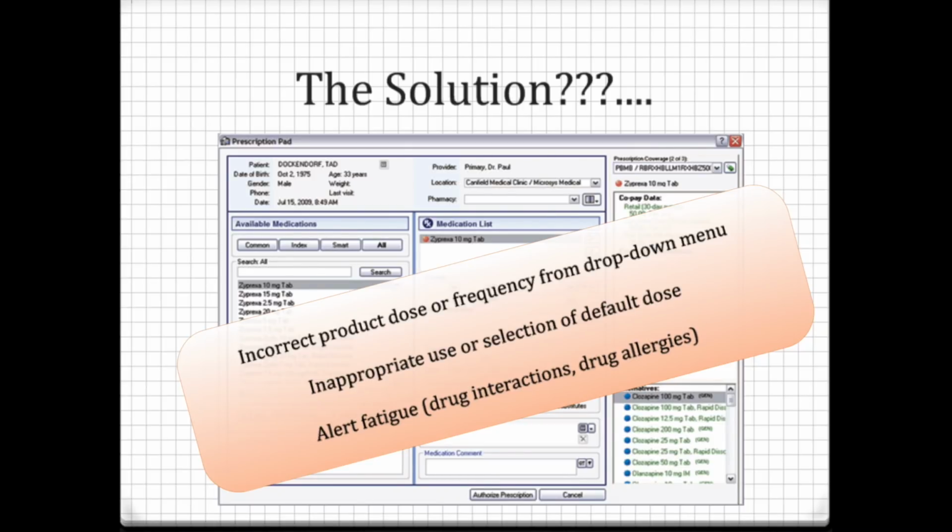There can be incorrect product dose or frequency that shows up in the drop-down menus, especially with new drugs that have recently been added to the system or medications that tend not to be used as frequently. Many clinicians also make the mistake of assuming the default dose for the EMR, the one that it defaults to, is the correct dose for what their particular patient needs.